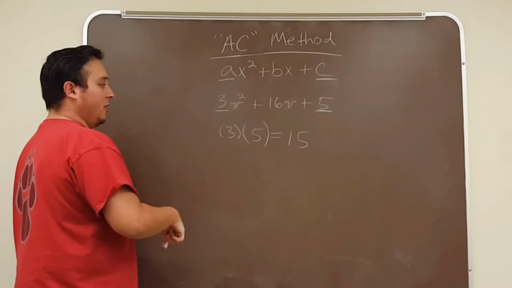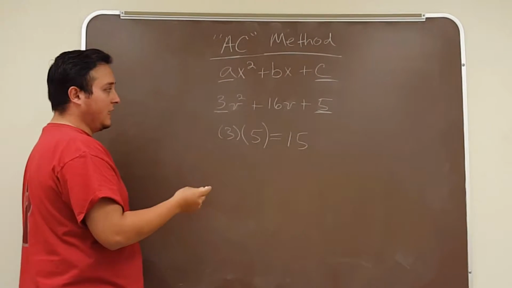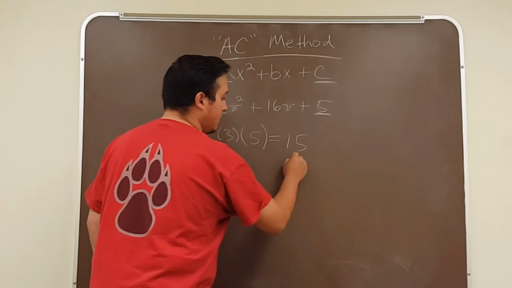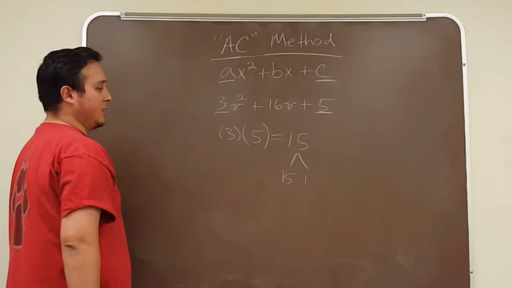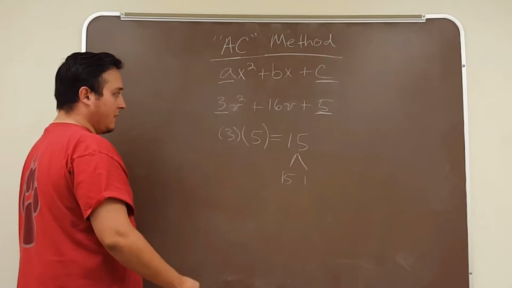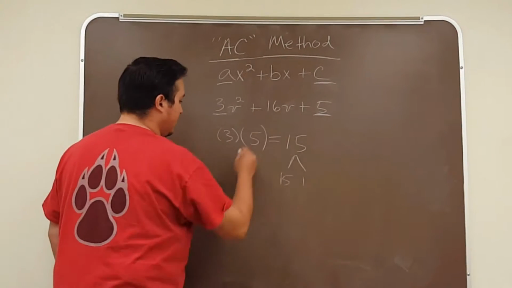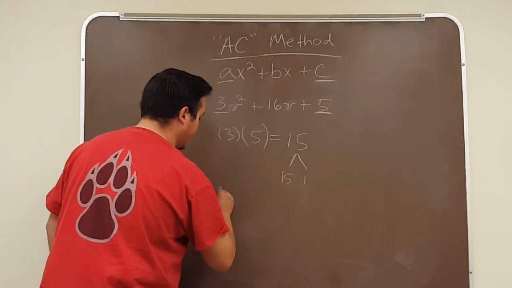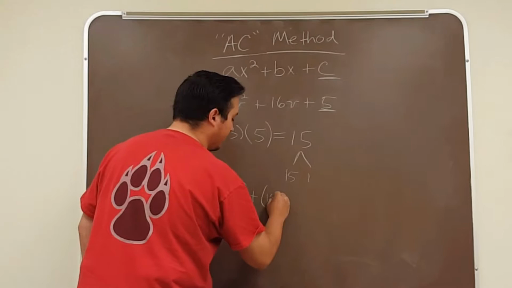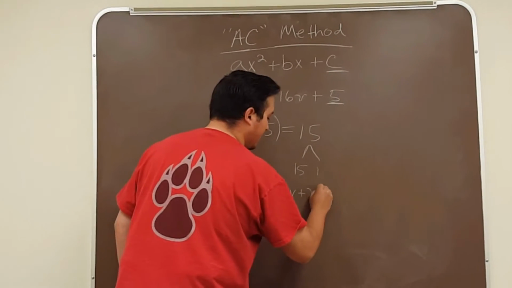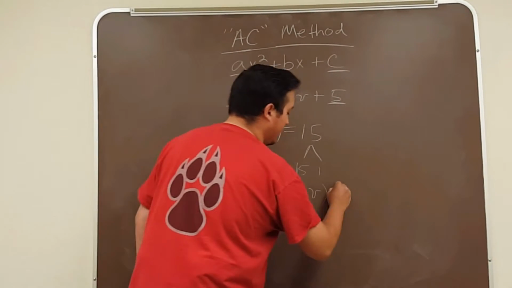And then after multiplying your A and C together, you're going to find factors of 15 that add up to your B term. So in this case, that's 15 and 1. 15 plus 1 is 16. So to start this method, you're going to rewrite your B term with these two values here. So 3v squared plus, instead of 16v, I'm going to put 15v plus 1v, which is just v, plus 5.